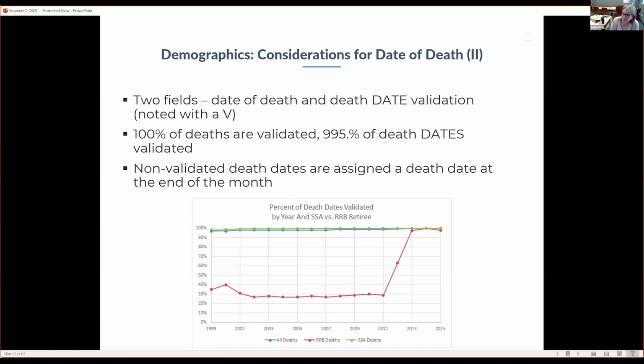If you look at older versions of this course, we would talk about death validation. What was happening until somewhat recently is there were two fields: date of death and death validation. So what happened was that 100% of death dates were validated, and non-validated death dates were assigned a date at the end of the month. Again, from an insurance perspective, we don't want to cut off services while somebody is still alive.